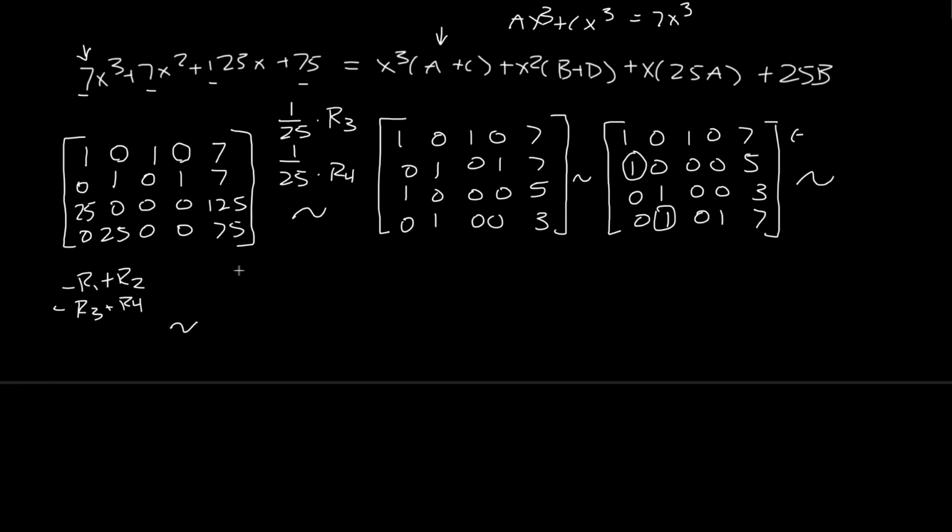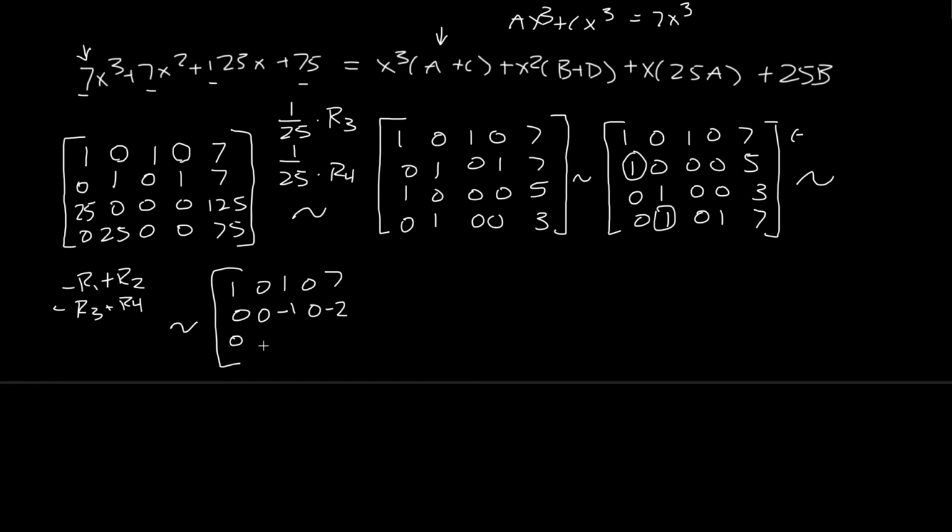So let's go ahead and do this. It's going to be 1, 0, 1, 0, 7. And then negative 1 times 1 is negative 1 plus 1 is 0, so 0, 0. Negative 1 times this number right here makes this a negative 1. And this is 0. This is negative 7 plus 5 is negative 2. Great. Now let's do it with our next one.